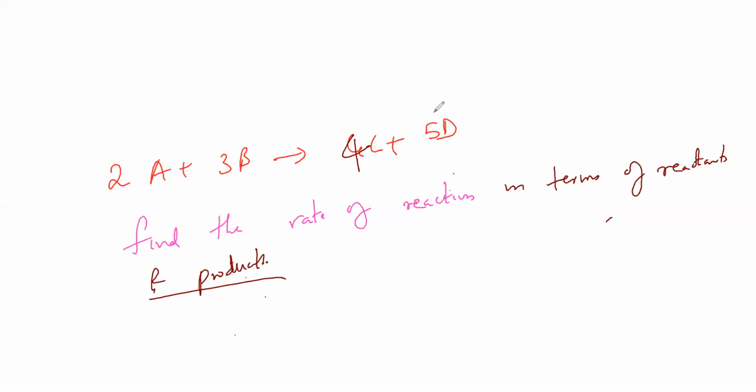One minute is over. So guys, what is the left hand side? Reactants. What is the right hand side? Products. Correct? Suppose the question is here: aA plus bB gives cC plus dD. What will be your rate?